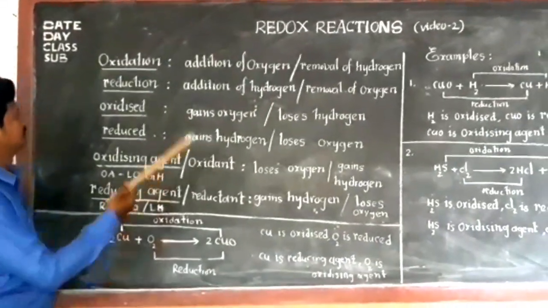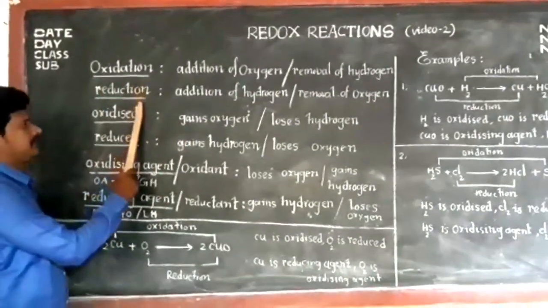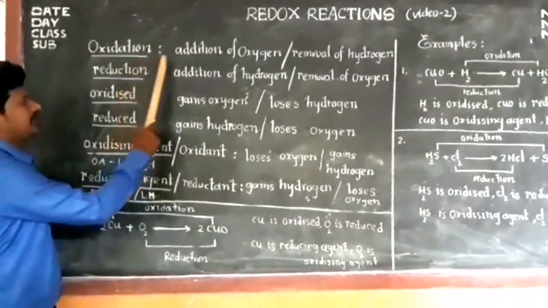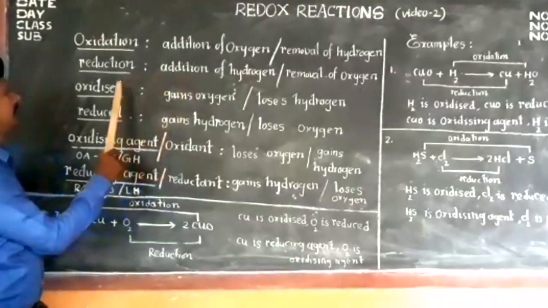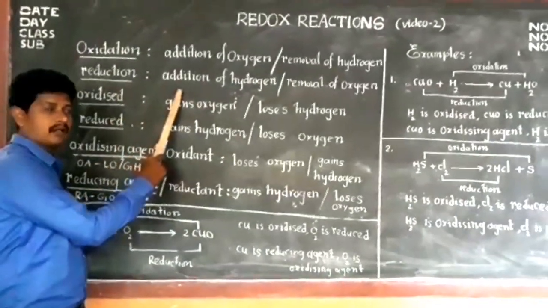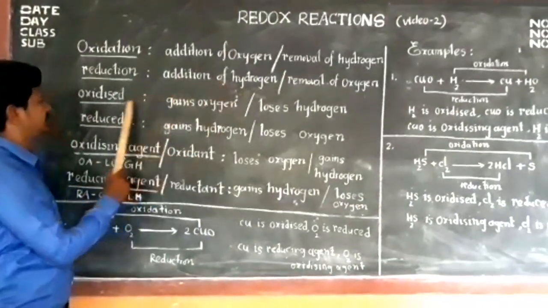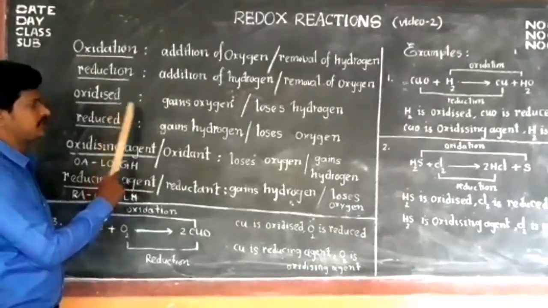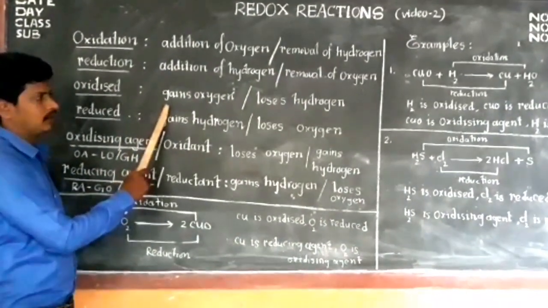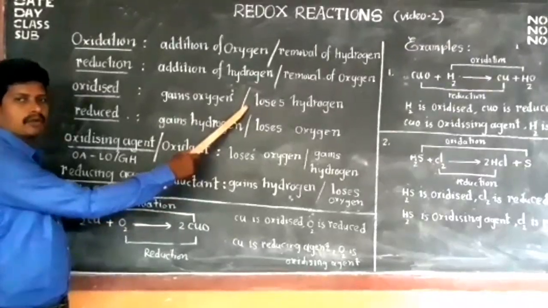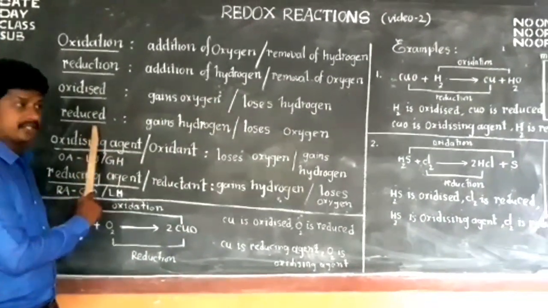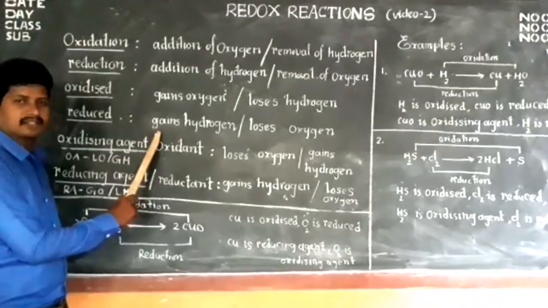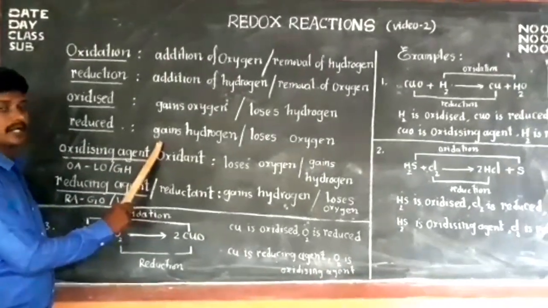Okay. So oxidation and reduction we already discussed. That is, oxidation is addition of oxygen or removal of hydrogen. Reduction is addition of hydrogen or removal of oxygen. Next, oxidized: a substance which gains oxygen or loses hydrogen is called oxidized. Next, reduced: a substance which gains hydrogen or loses oxygen is called reduced.